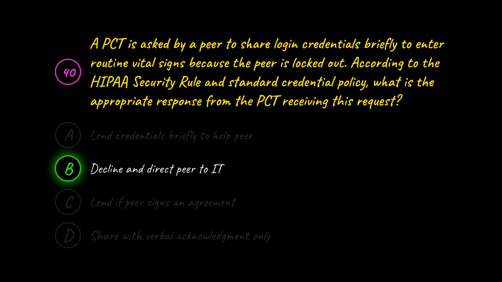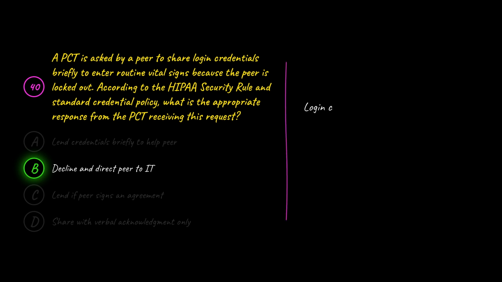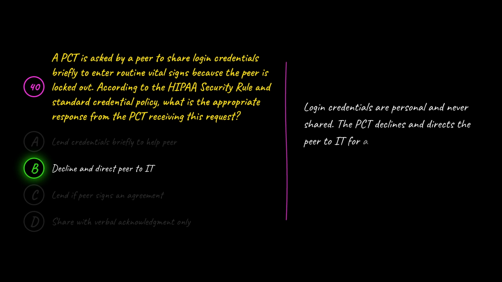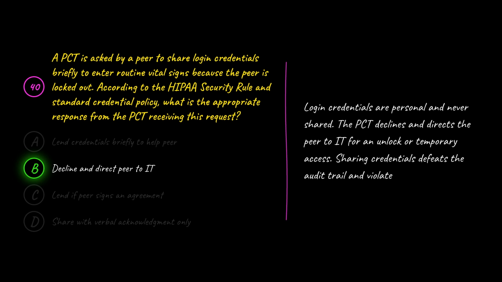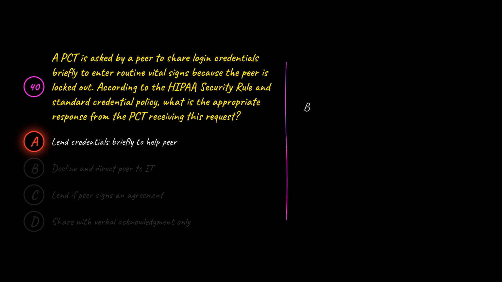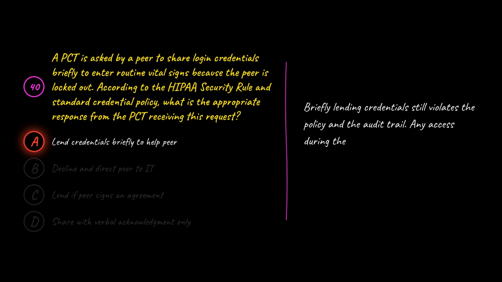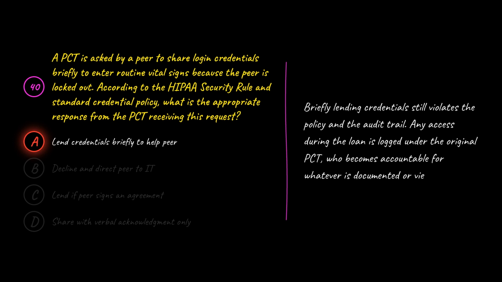Decline and direct peer to IT. B is correct because login credentials are personal and never shared. The PCT declines and directs the peer to IT for an unlock or temporary access. Sharing credentials defeats the audit trail and violates technical safeguards under the security rule. A is wrong because briefly lending credentials still violates the policy and the audit trail. Any access during the loan is logged under the original PCT, who becomes accountable for whatever is documented or viewed during that session by the peer.